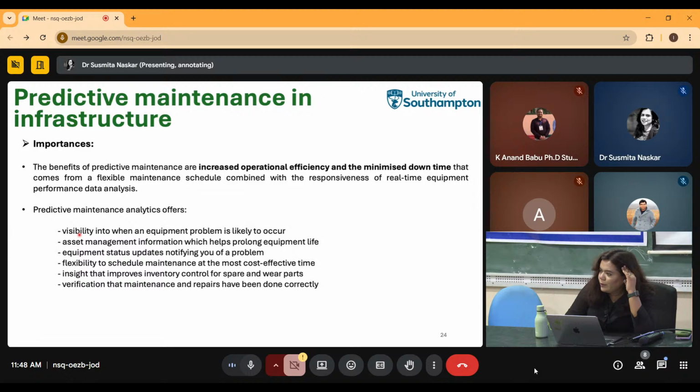The first one is visibility. That means visibility into where an equipment problem is likely to occur, allowing technicians to act early, rather than performing processes on a specific period of time. Another one is asset management information, which helps to prolong the life of the equipment and avoid unnecessary replacement. Then another important one is the equipment status update, then flexibility, and then insight into improved inventory control. The last one is verification. So basically, verifying that the maintenance and the repair have been done correctly. And that adds to the confidence in the process.